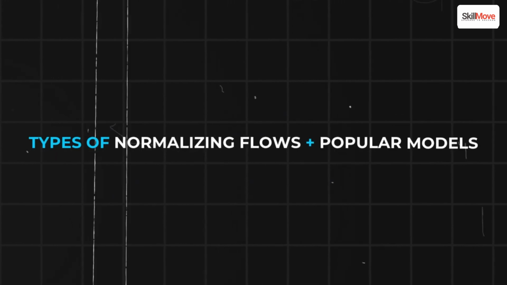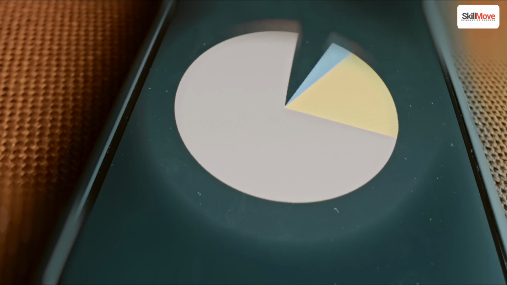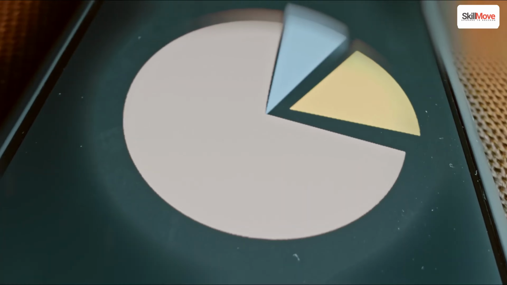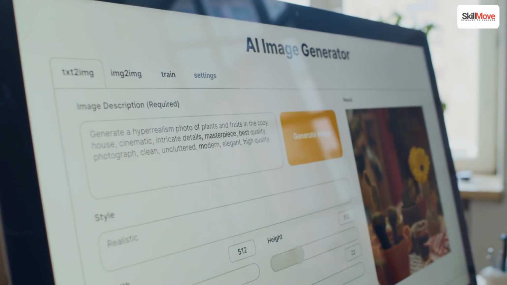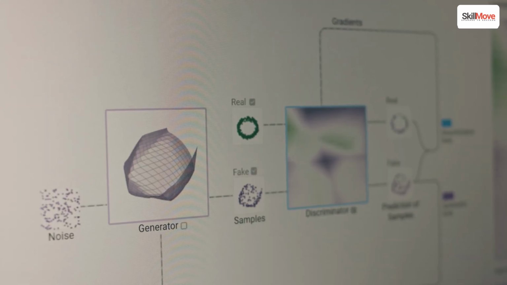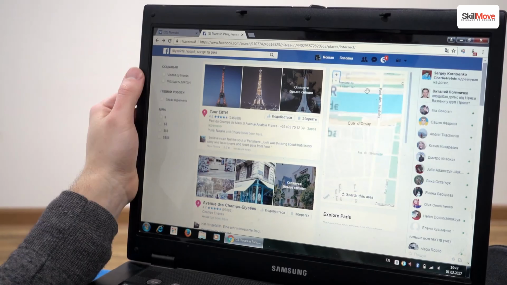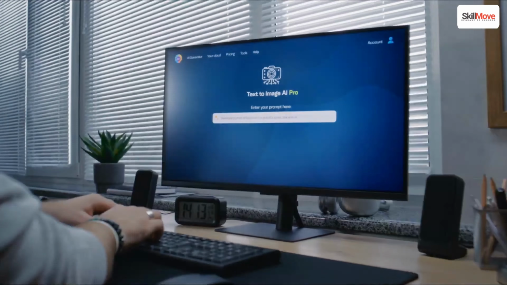Next, types of normalizing flows plus popular models. Real NVP, non-volume preserving, splits data into parts and only transforms some of them. Very efficient. Next, GLOW, generative flow, used for realistic image generation with deep reversible architectures. Next, MAF, masked autoregressive flow. It has slow sampling but fast density estimation. Next one, NICE, introduced by Facebook Research, used only volume preserving transformations. Each of these has specific use cases: face generation, music synthesis, even deepfakes.